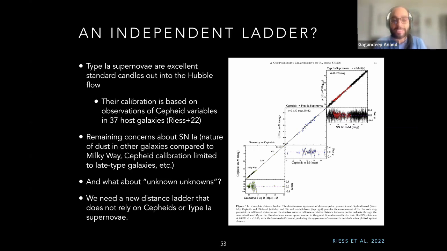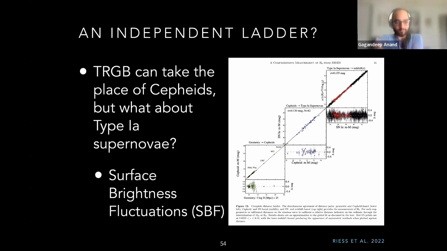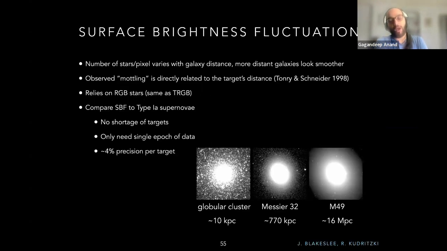And so what we need is a distance ladder that does not rely on Cepheids, that does not rely on type 1a supernovae. We need an independent ladder. And so TRGB can take the place of Cepheids, as we've shown, but what about type 1a supernovae? And so I'll briefly foray into what are known as surface brightness fluctuations. The idea behind surface brightness fluctuations, these are not individual events like type 1a supernovae. The premise is that the number of stars per pixel varies with galaxy distance, and so more distant galaxies will have a smoother profile.